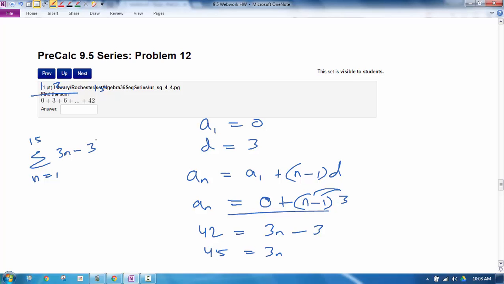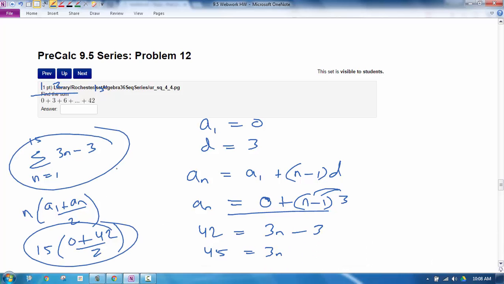You can plug that into your calculator, or you can use this formula, which is the first term plus the last term that we're adding up divided by 2. The total number of terms we're adding up we found out was 15. The first term is 0. The last term is 42, all divided by 2. Whether you do it this way in the calculator or with the formula, you get the same thing, 315.